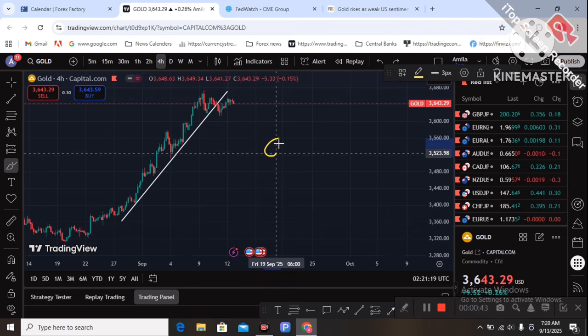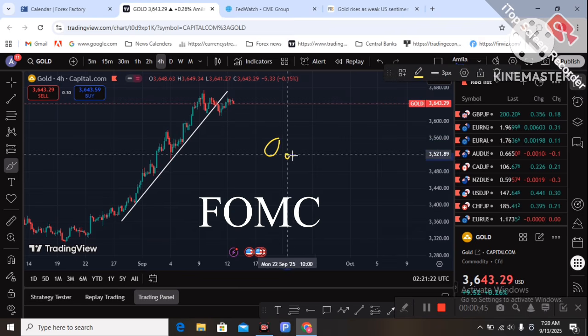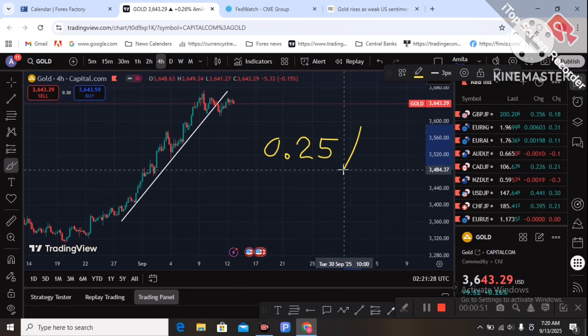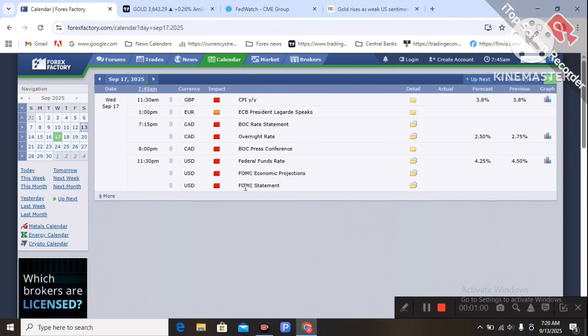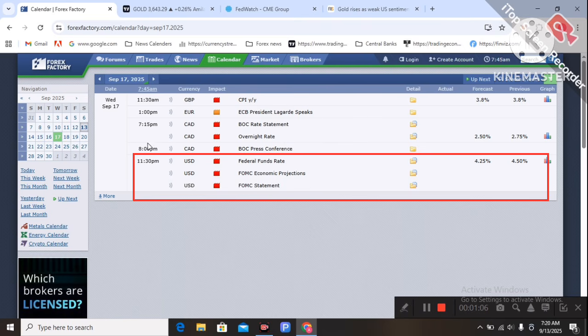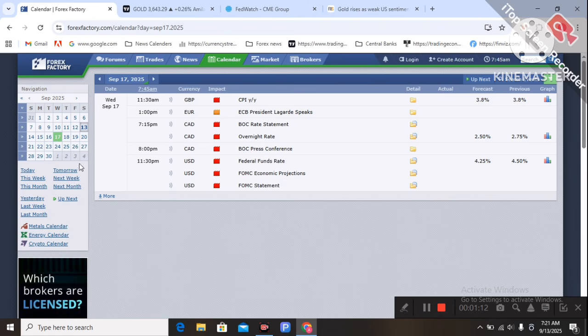Next week the Fed is forecast to cut the rate by 25 bps, a 0.25% rate cut, at the next FOMC meeting. The major economic event next week is the FOMC meeting. On Forex Factory, Wednesday next week, the Fed is forecast to cut the rate from 4.5% to 4.25%. That's the 25 bps cut forecast by the market.